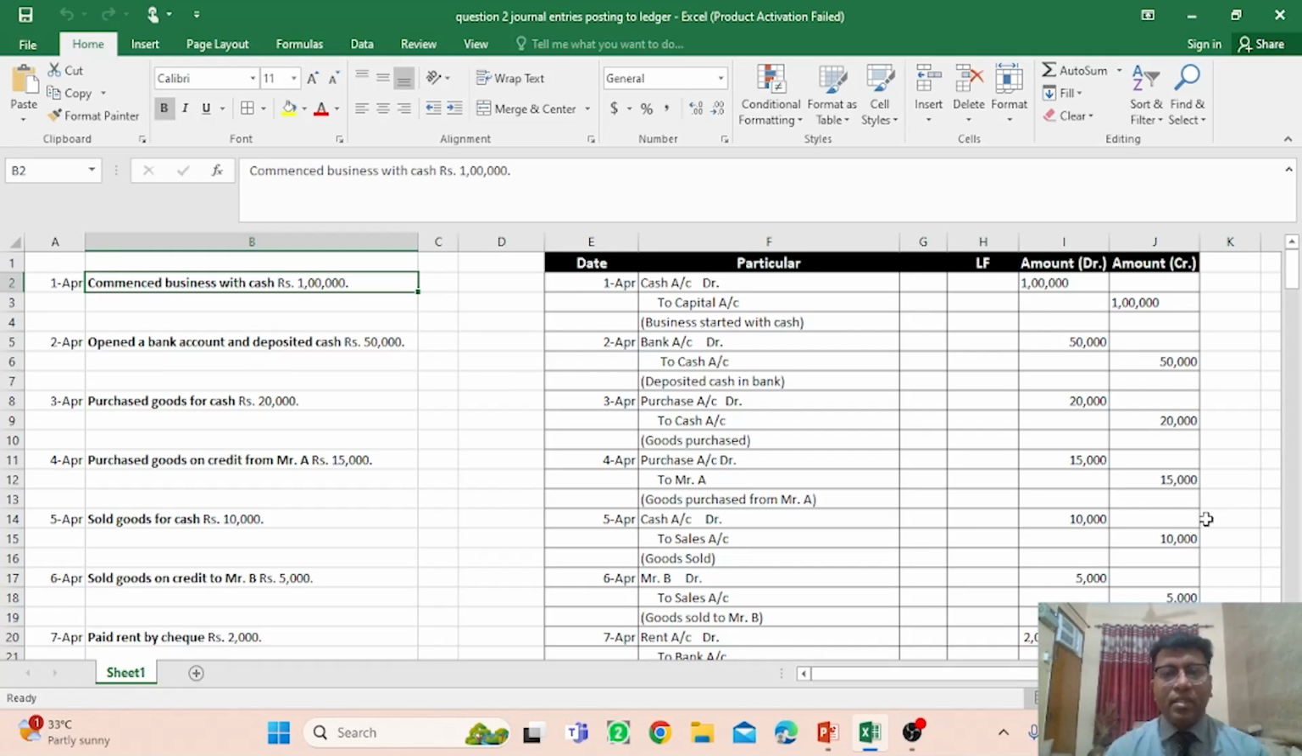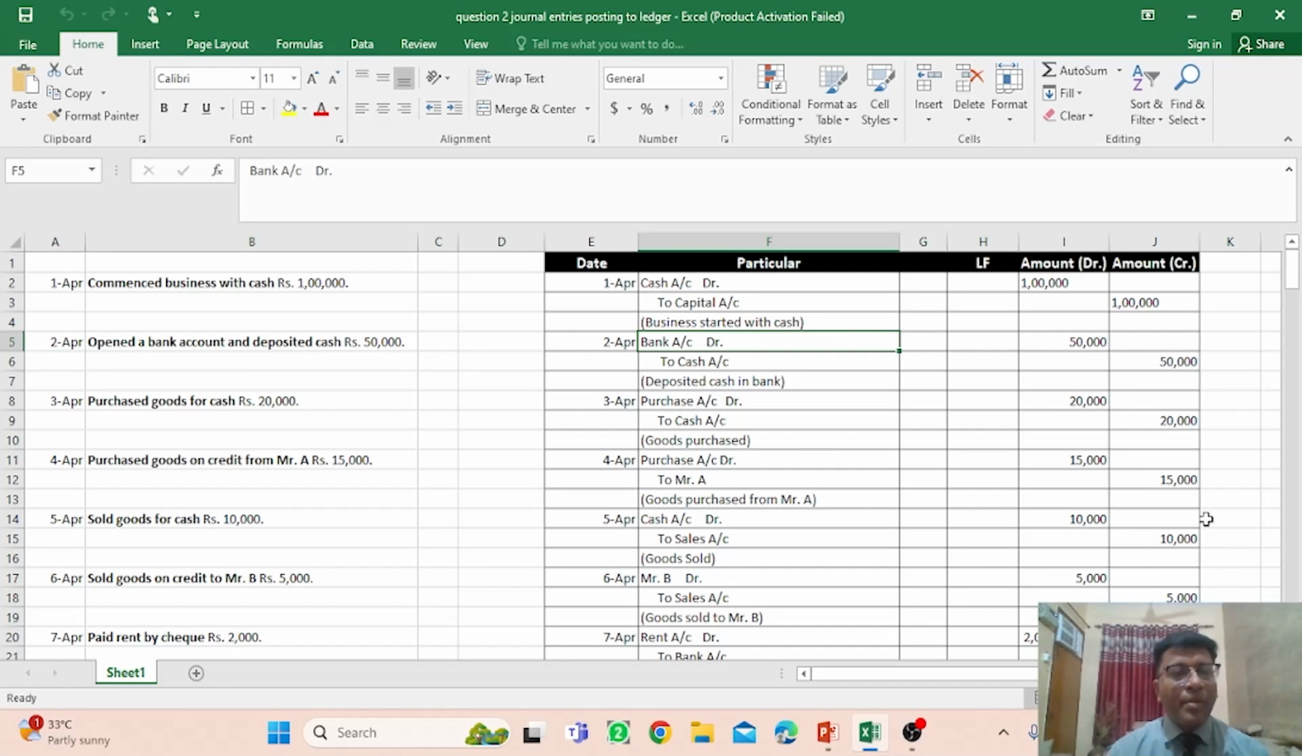As you see, the very first entry on 1st April is cash account debit to capital account. I would not like to focus on journal entries right now. I assume that you are already familiar with making journal entries. I'm just giving you the brief that these are the business transactions on the left side, and on the right side the transactions have already been recorded as journal entries in the journal.